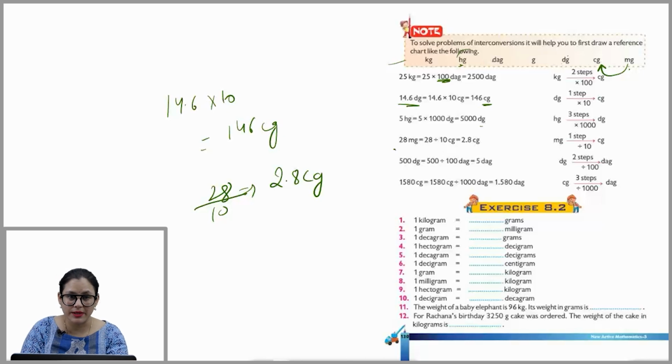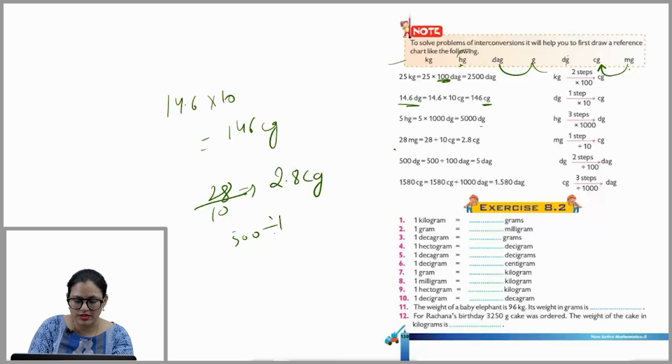Similarly, 500 decigram, you have to convert this into decagram. This is decigram, you have to convert it to decagram. So you will divide this by 100. So, you will get 5 decagram.